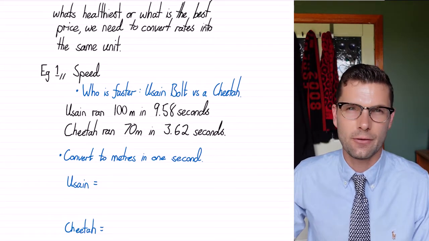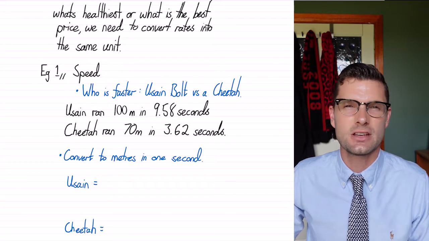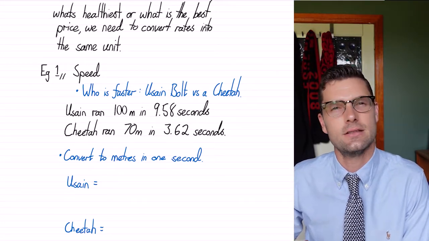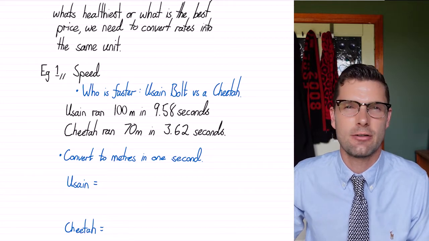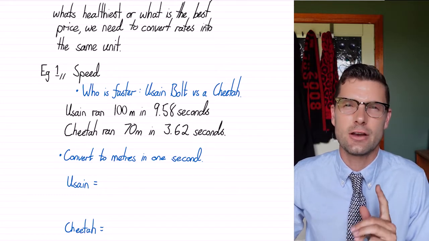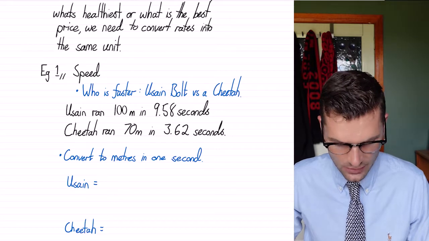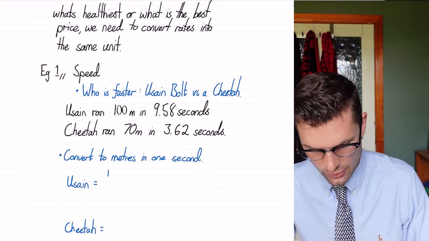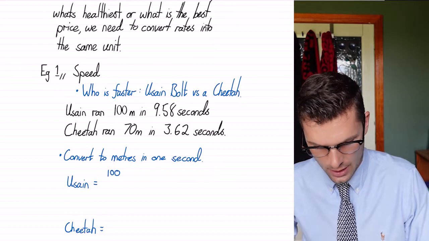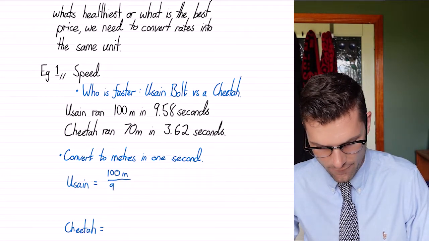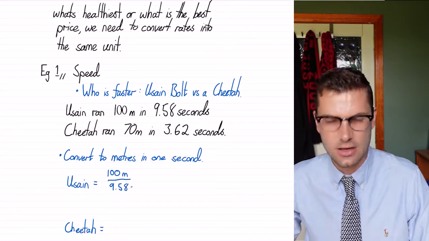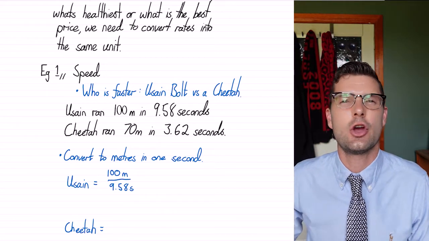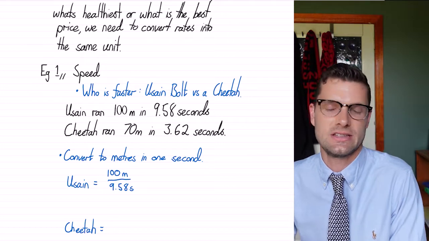So we've got two different distances and two different times. So we've got to find out who's faster per 1 second. Okay, so we're kind of using the unitary method again, but we're trying to find just 1 second of time. So Usain Bolt ran 100 meters in 9.58 seconds. So we can divide the distance by the time to determine his speed per second.